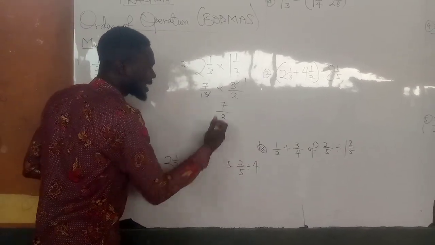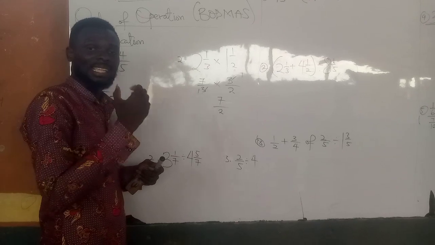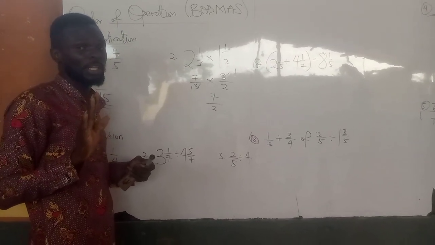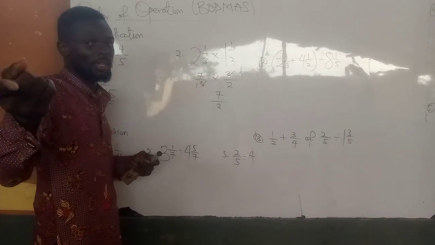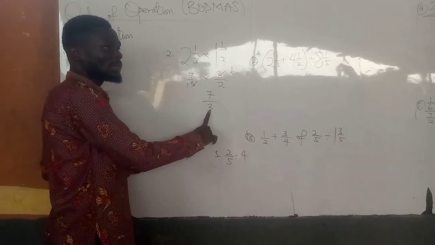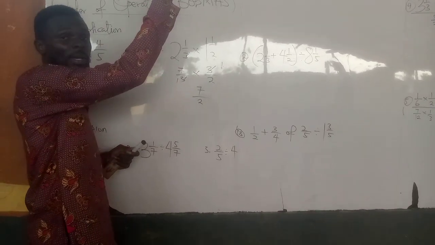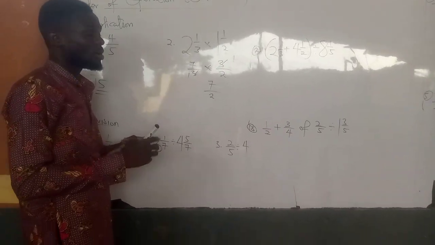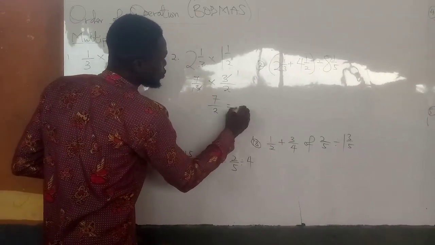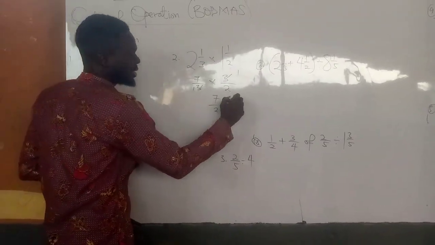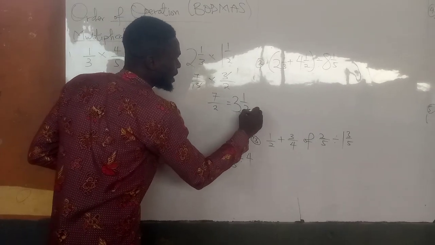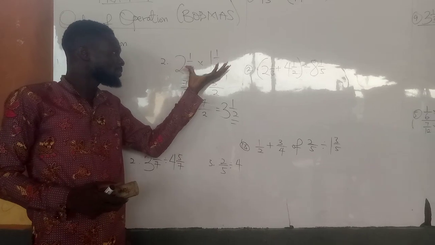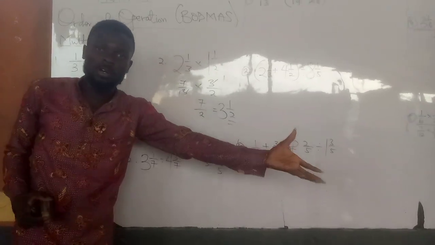Now look at your answer. Your answer is an improper fraction. Do not leave your answer as an improper fraction. Convert it back to a mixed fraction. So you ask yourself, 2 goes into 7 how many times? 2 goes into it 3 times, leaving a remainder of 1. So 3 times, leaving a remainder of 1. The answer for this multiplication is 3 whole number 1 over 2.